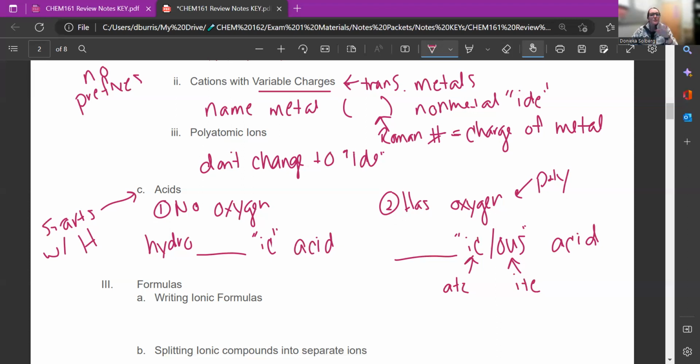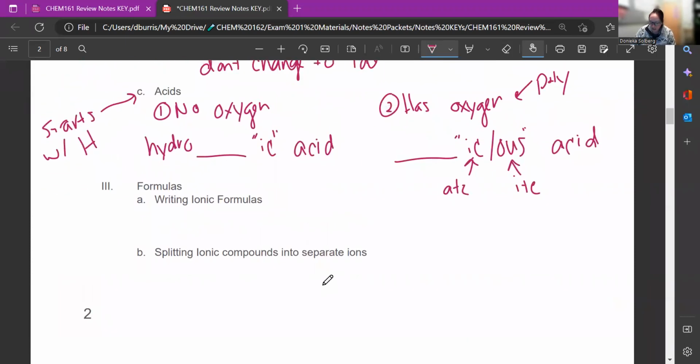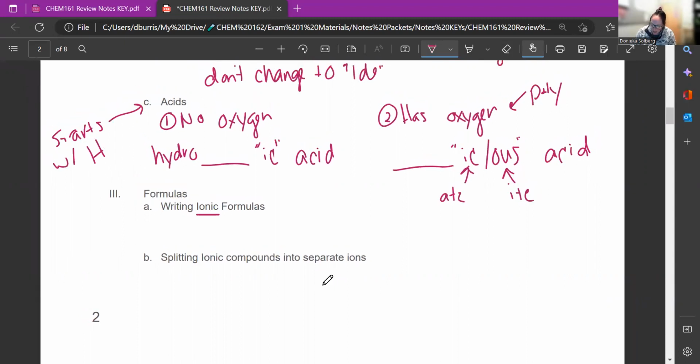Now, if you're going the opposite way, if I give you the name and you have to tell me the formula, there's a couple things you need to remember. First of all, if it is ionic, so if it has a metal and non-metal or a polyatomic ion in there, you have to check your charges. That's the whole point of that Roman numeral we were talking about. Don't just write it. Check your charges. This is so important. If you don't, you have the wrong formula. It throws off your stoichiometry and balancing and all of that stuff.